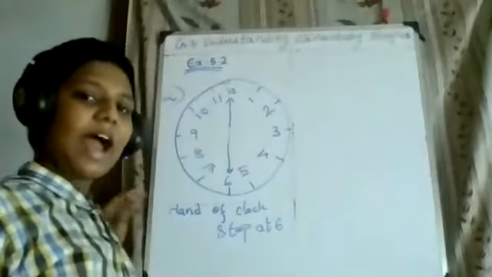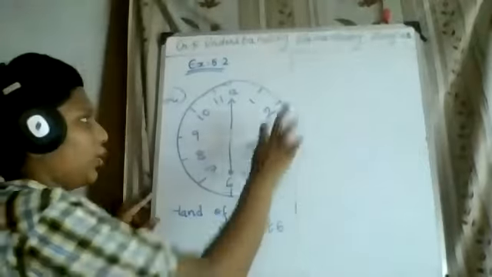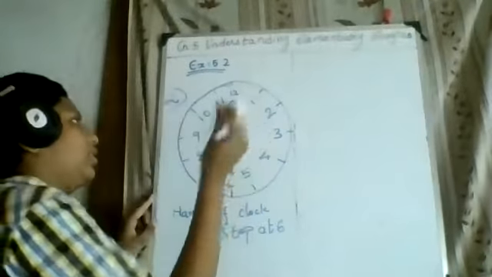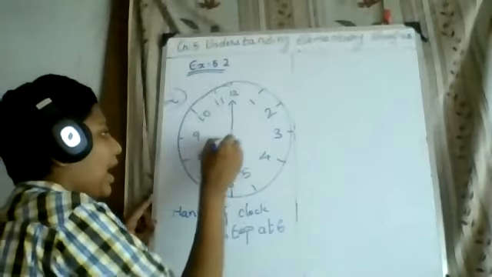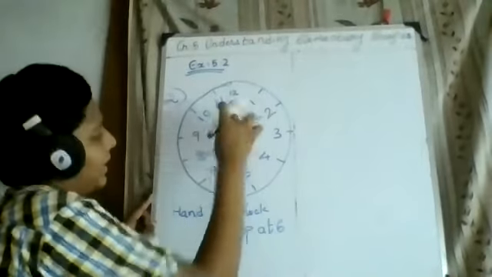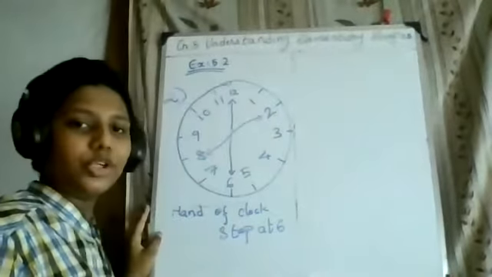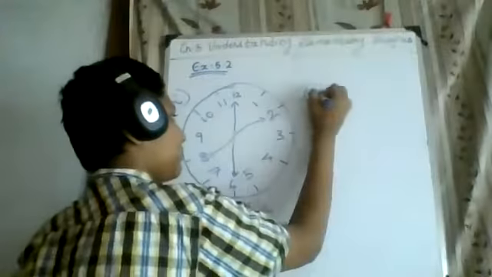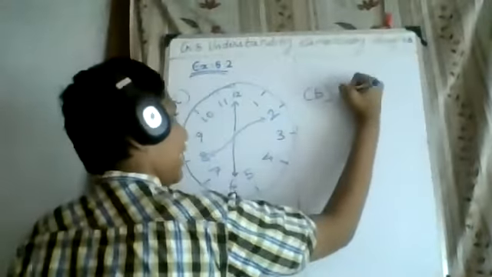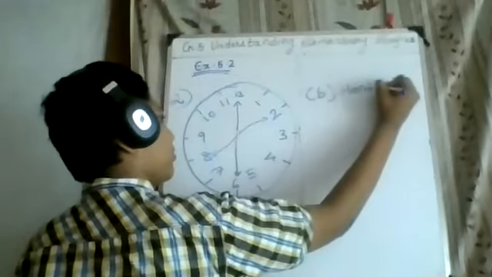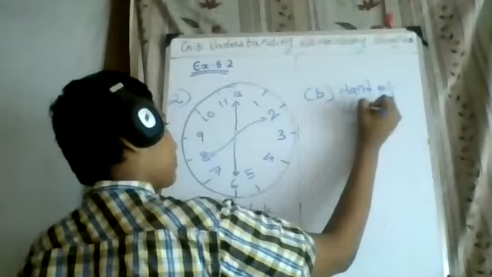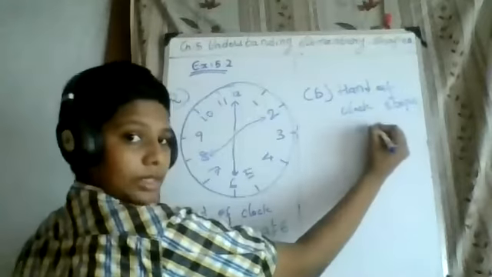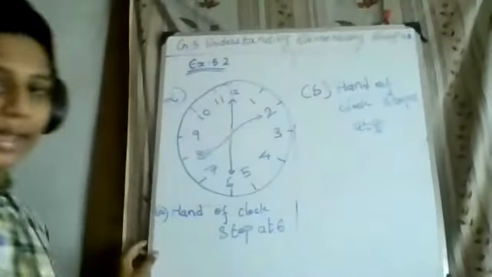Okay. Next, see. Starts at 2, makes half of the revolution. From 2, if we draw half of the revolution, it correctly divides the circle into 2 equal parts. So the answer for option B is the hand of the clock stops at 8. Okay. Next.